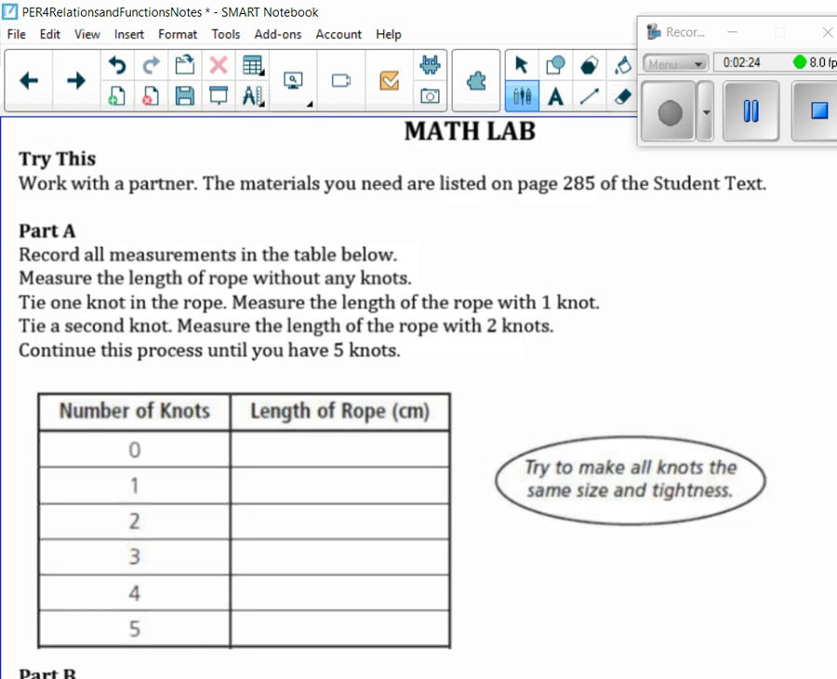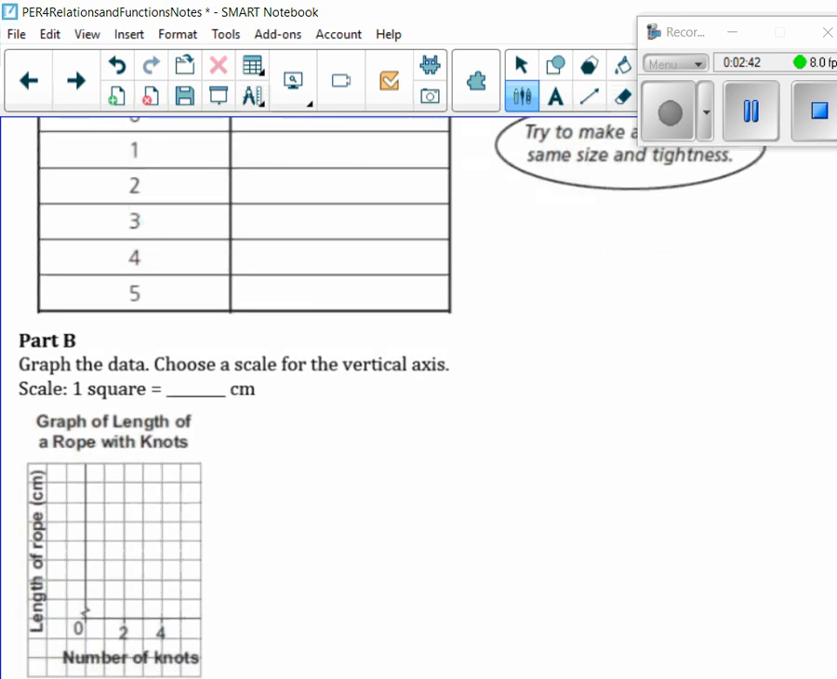So anyways, you're going to measure it, then you're going to tie a knot, and then measure it, then tie another, and measure it. You see what to do. Record your results. Try to make all the knots the same size and tightness, okay? Once you're done, you are going to plot this on the graph here. Okay, I'll give you some time.